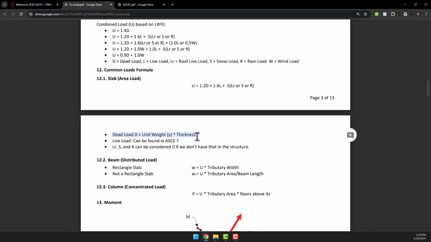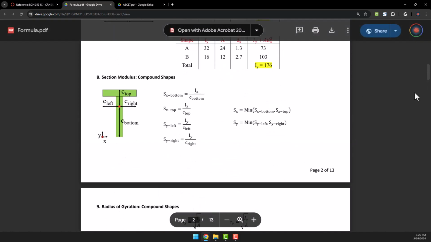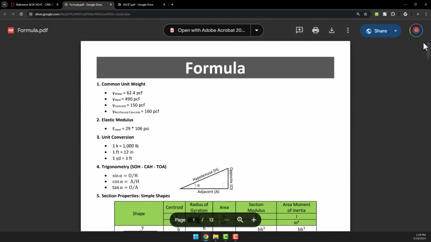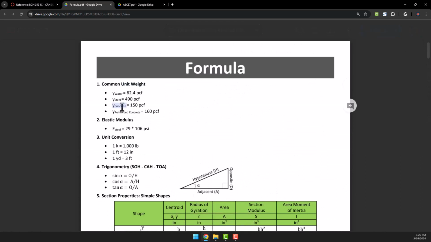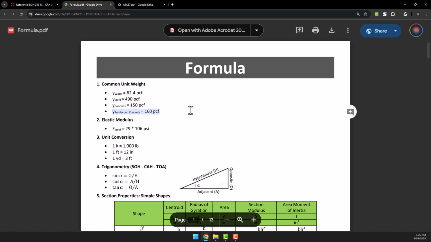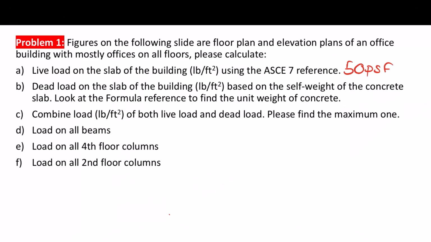The unit weight of this building is concrete. So if you go all the way to the top, you can see that the unit weight of concrete is 150. However, if you have reinforced concrete, you can use 160. So let's try 160 in this case. We can just apply that formula with the values we know.